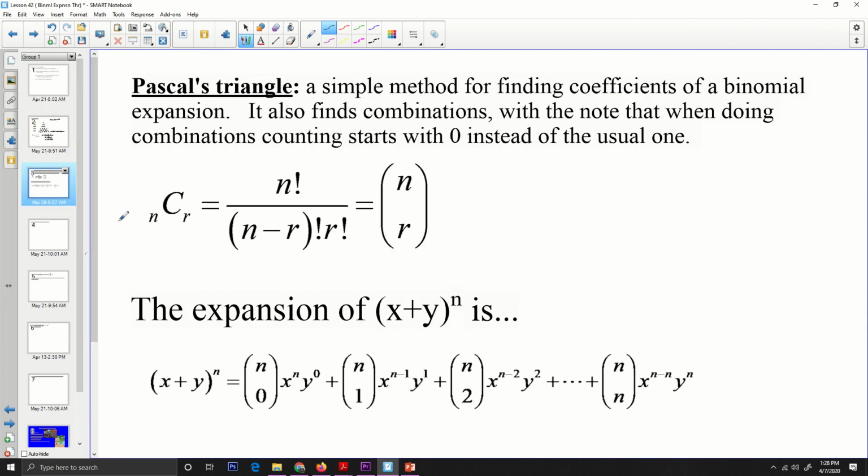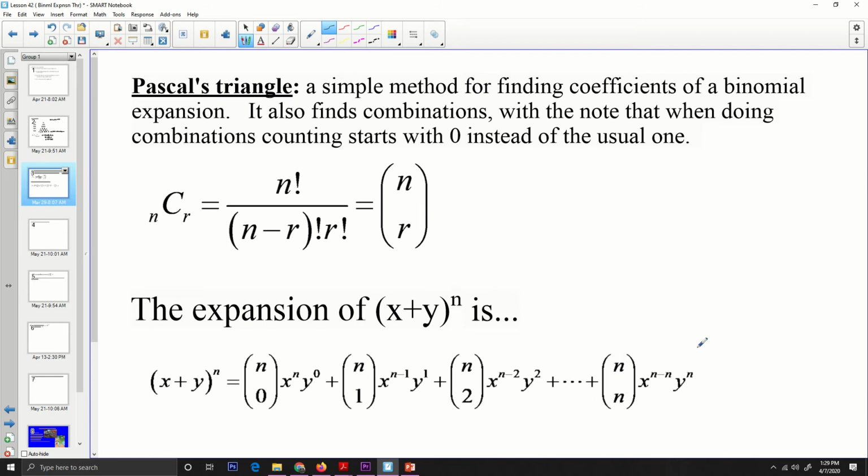Okay, so Pascal's triangle is a simple method for finding the coefficients of binomial expansion. It also finds combinations, with a note that when doing combinations, you start counting with 0 instead of the usual 1, which is what we do. And so if I wanted to expand (x plus y) to the n, I could do that by going n choose 0, so it'll be n and 0 here. And then I go x to the n, y to the 0. Then the next one over will be n choose 1, x to the n minus 1, y to the 1, n choose 2, x to the n minus 2, y to the 2, and then it goes all the way down to n choose n, because you'll have n terms, x to the n minus n, y to the n.